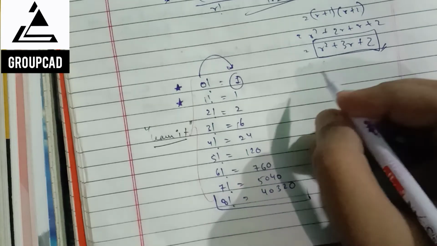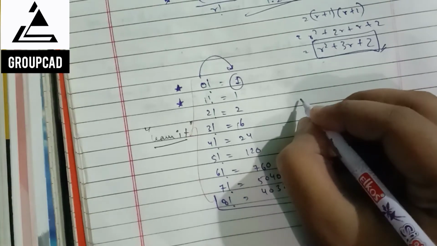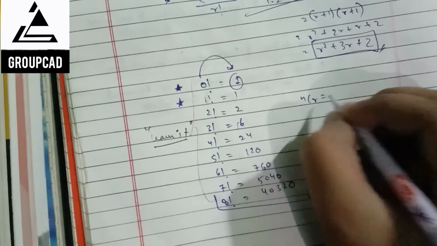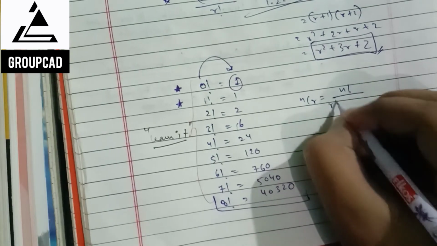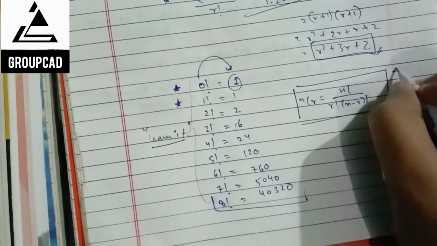Now there is a very important formula, actually not an important formula, it is the basics of permutation and combination. The very basic is the formula of nCr. It is n factorial upon r factorial and n minus r factorial. Okay, write it.